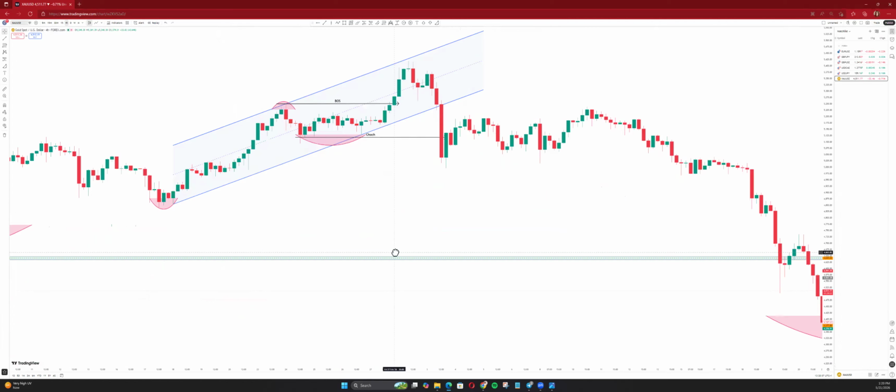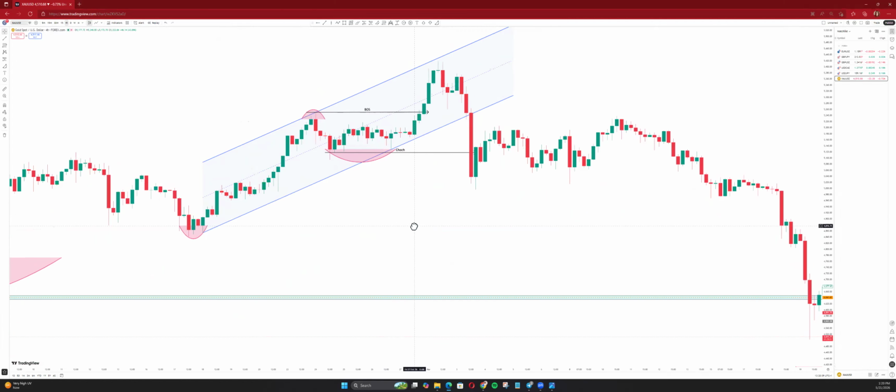This is the point of change of character, and it is the market giving you a signal that it is no longer going to continue an uptrend. It's going to continue a downtrend. So at that point, the market has given you a signal to sell. Now it has given you a new high, which is this swing high here, and also a new low, which is this swing low point here.